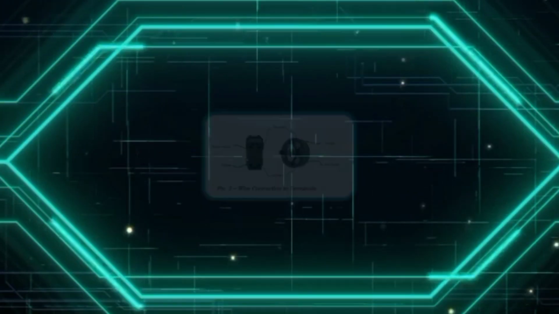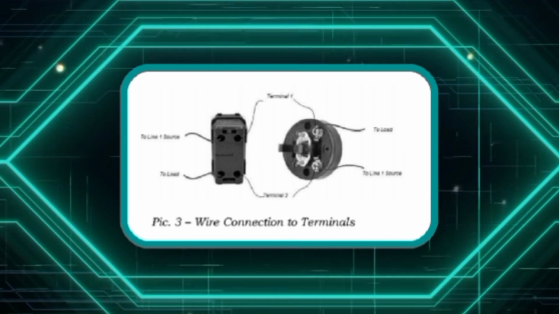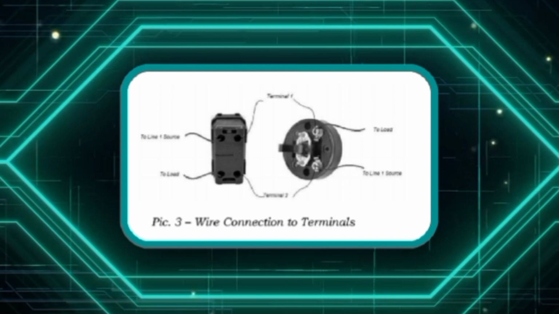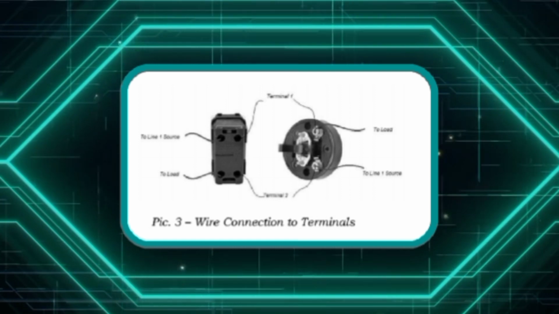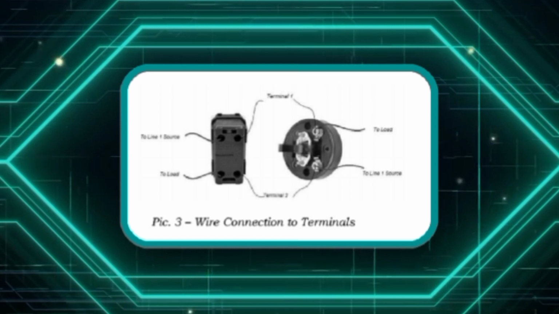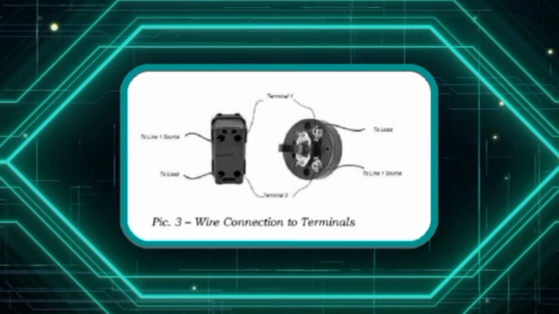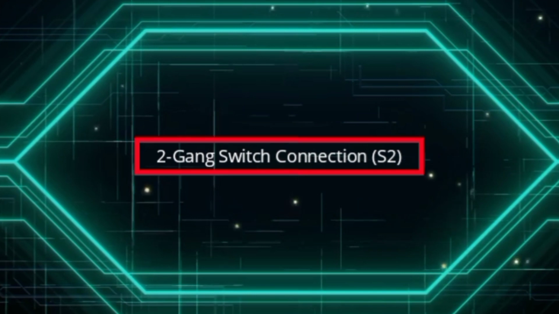SPST switch connection, 1 gang. This type of switch consists of 2 common terminals. Wires coming from the power source and the wire coming from the load can be connected to these terminals interchangeably without affecting the circuit. And this is the example of a simple circuit using SPST switch.